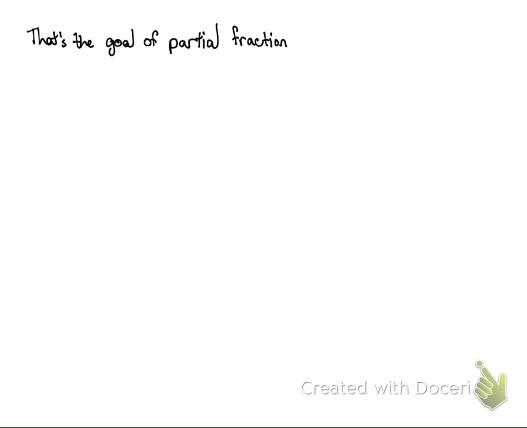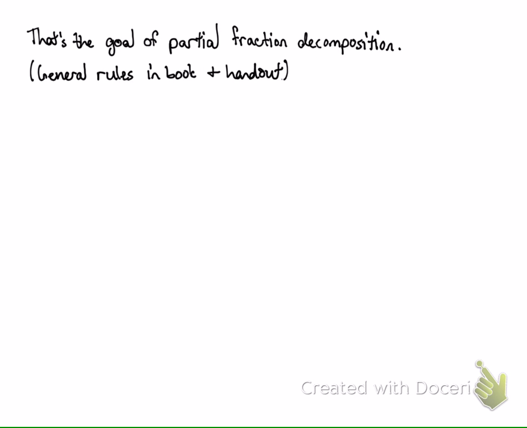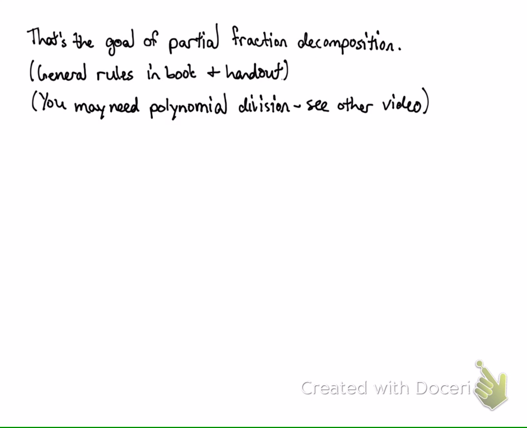But that's the goal of partial fraction decomposition, is to take one of these fractions that's not simple and think of it as what simple fractions add together to give this one. Right? There are some general rules in the book and on the handout that I've tried to summarize on the handout. You'll see. It looks a little complicated, but there are general rules. And then there's also sometimes that you need to do a polynomial division. If you need to do that and you don't know how to do it, there's another video that I've made.